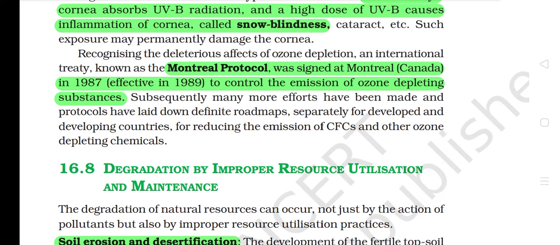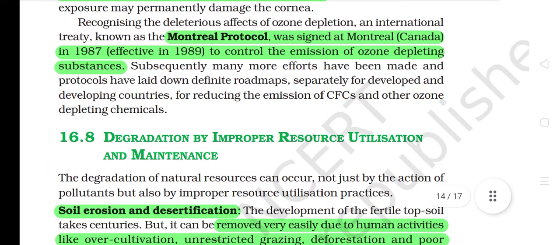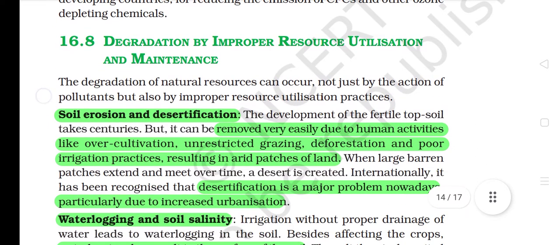Recognizing the deleterious effects of ozone depletion, an international treaty known as the Montreal Protocol was signed in Montreal, Canada in 1987, effective in 1989, to control the emission of ozone depleting substances. Subsequently, many more efforts have been made and protocols have laid down definite roadmaps separately for developed and developing countries for reducing the emission of CFCs and other ozone depleting chemicals.